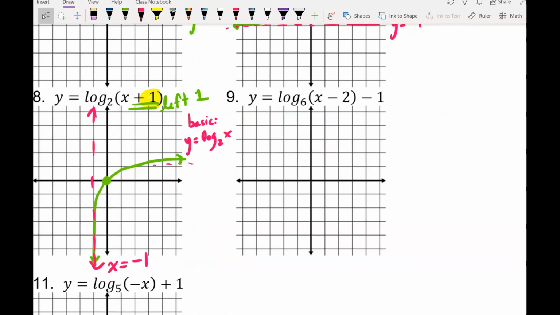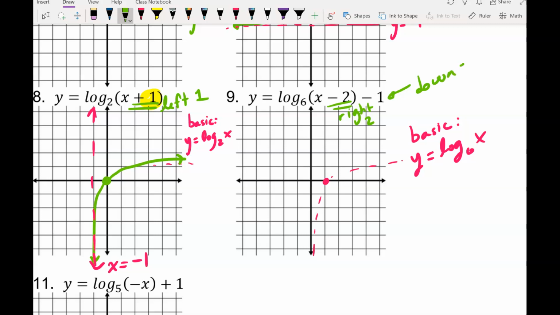Okay, number 9. My basic shape is going to be y equals log base 6 of x. Again, with a point at (1, 0), looking like this. And then the minus 2 is going to move the graph right 2. And that minus 1 is going to move the graph down 1. So I take that point and I go right 2, down 1. All these other points are going to go right 2, down 1. So now they're looking like this.